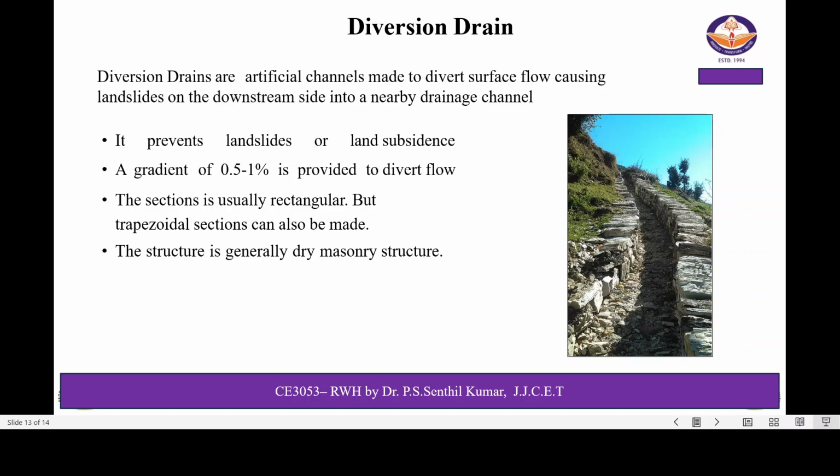Next, we will see the diversion drain. Diversion drains are artificial channels made to divert surface flow, causing landslides on the downstream side, into a nearby drainage channel. First point, it prevents landslides or land subsidence. Next one is a gradient of 0.5 to 1% is provided to divert flow. Next one is the section is usually rectangular, but trapezoidal sections can also be made. Next one is the structure is generally a dry masonry structure.